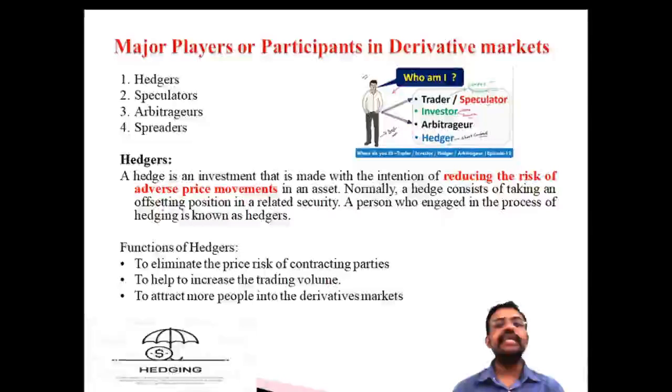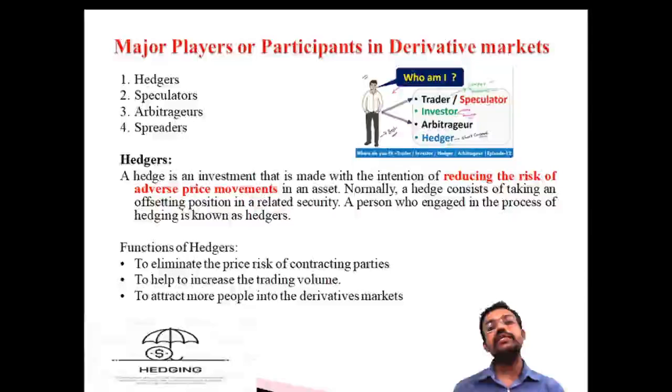The first category is the hedgers. And what is hedging? Hedging is a process of reducing the risk in the transaction. A person who engages in the process of hedging is known as a hedger. Hedging is a process of reducing the risk in the transaction, that means reducing the risk of adverse price movement. So the process is known as hedging, and a person who engages in hedging is known as a hedger. Normally a hedge consists of taking an offsetting position related to the security.